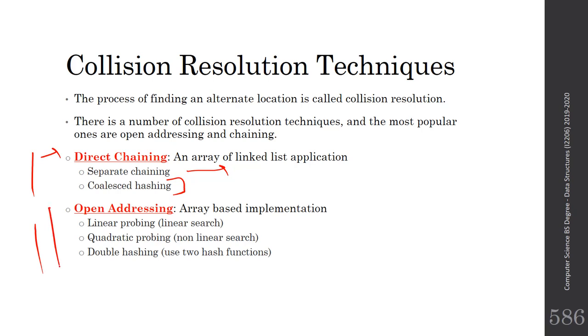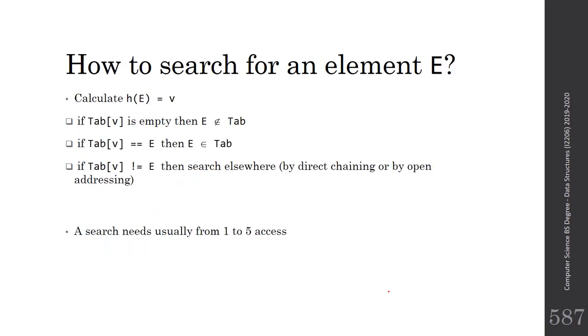Open addressing means that we have the elements and we need to find another place for the elements that collide, and we will stay in the same array. So we will not be using any external data structure, we will not chain any other data structure. We'll cover all these later on, but before that, let's take some examples about the hashing function and how we can find an element in a hash table.